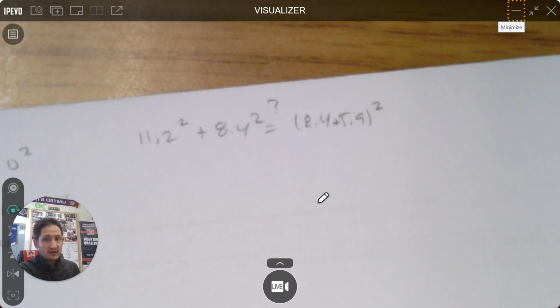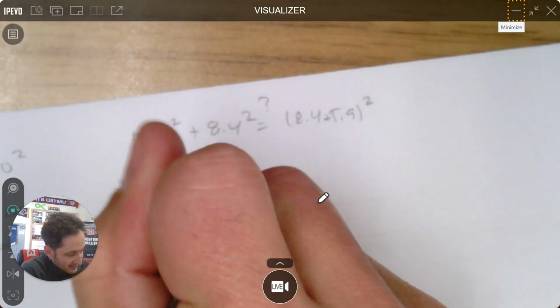That's a tangent. I'm just going to put some numbers in and double check. I'm going to do 11.2 squared. I'm literally just putting this into my calculator. Plus 8.4 squared. That is not right. Squared. Okay, I'm getting 196.